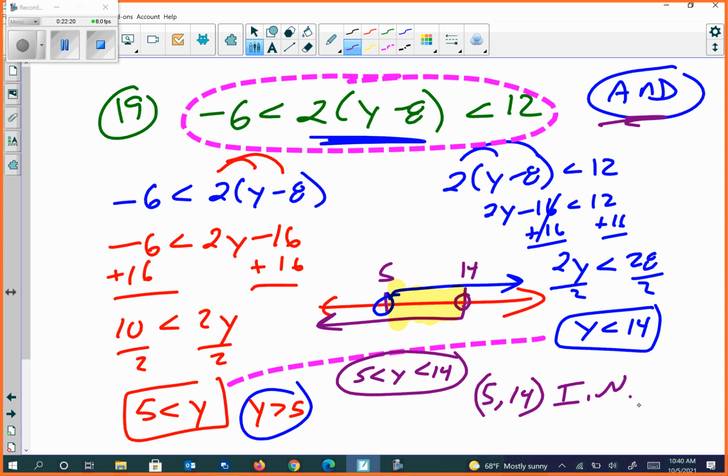Anything else? Yes. So for those kind of and problems, do we have to have the inequality be like the 5 less than y and y is less than 14, or can we just have the 2? You know what? Why don't I grab the test and I'll take a look and make sure we're good.